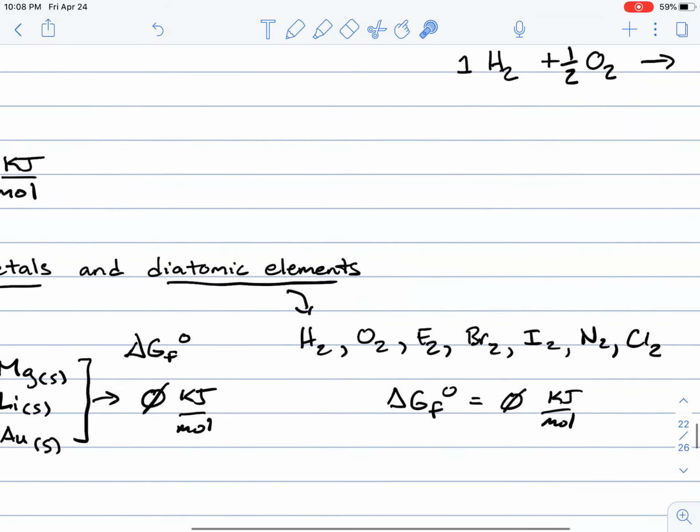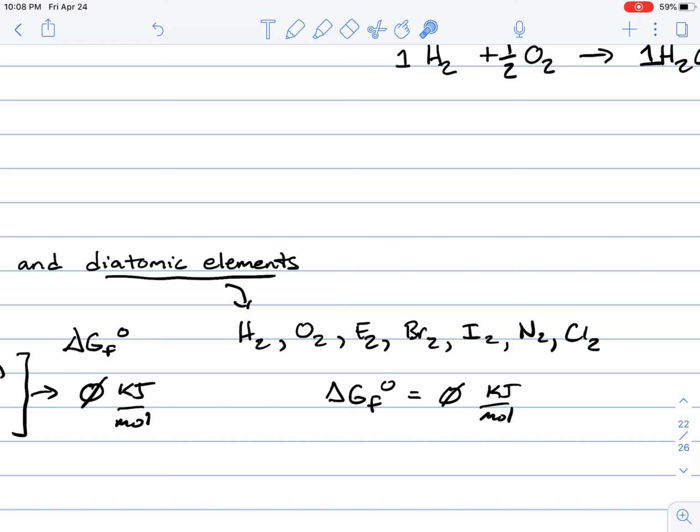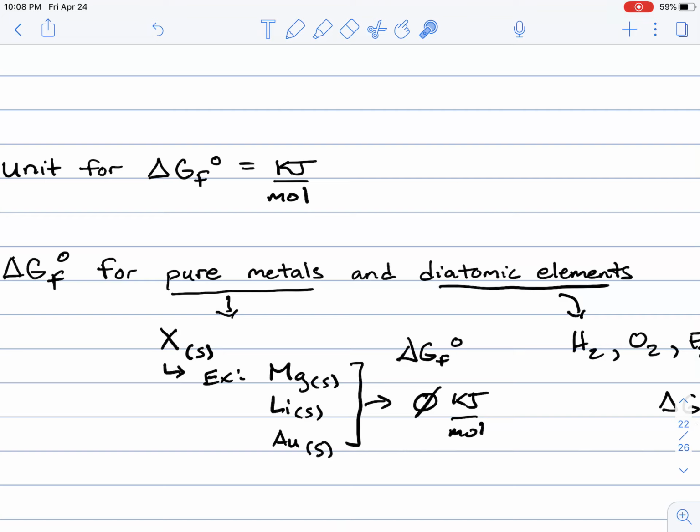So the same thought process holds for diatomic elements. So here we have H2, O2, F2, Br2, I2, N2, Cl2. And so for your diatomic elements, since they are naturally occurring, the change in Gibbs free energy of formation under standard conditions is going to be 0 kilojoules per mole as well. And so the rule for diatomic elements and pure metals for the formation under Gibbs free energy is similar to that of the heat of formation for enthalpy.